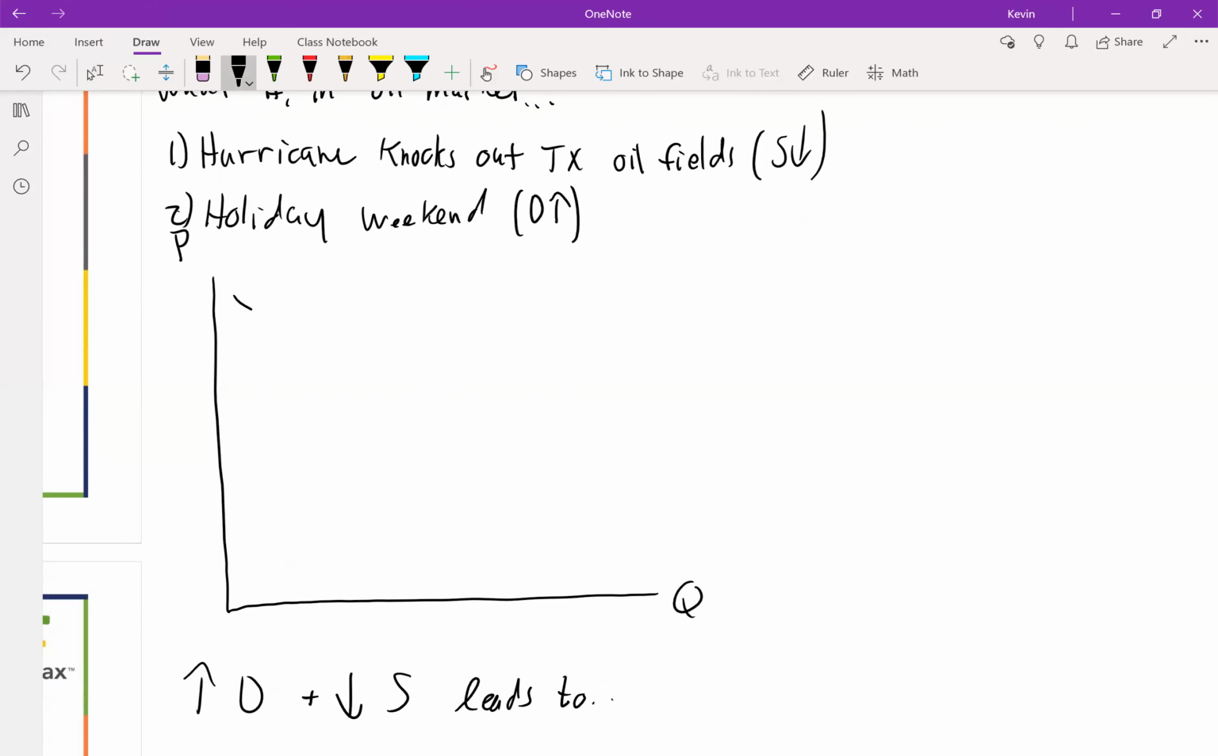So in this case, we have a downward sloping demand curve and an upward sloping supply curve, just like always. Then we'll want to take note again of our equilibrium here at P star and Q star.